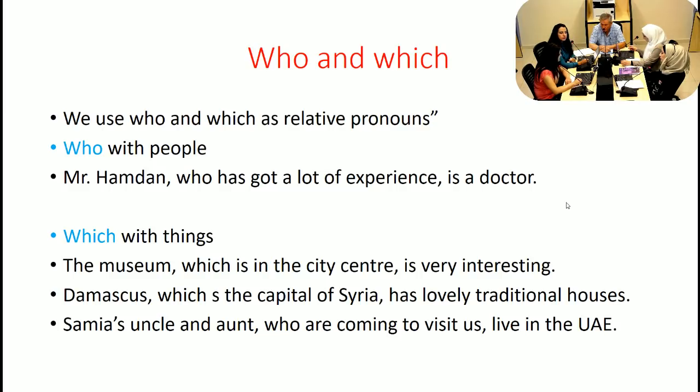Which is used with things, it refers to things. The museum, which is in the city center, is very interesting. Which refers to the museum. Damascus, which is the capital city of Syria, has lovely traditional houses. Samia's uncle and aunt, who are coming to visit us, live in the United Arab Emirates. So in the exam, students need to look at the sentence. If it is about a human being, a person, they choose who. If it is a thing, they choose which.